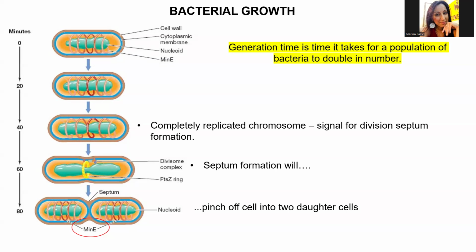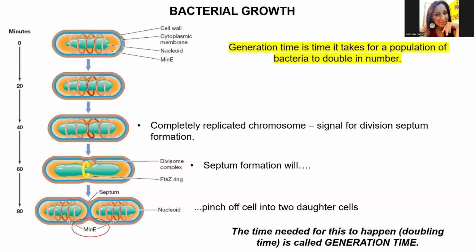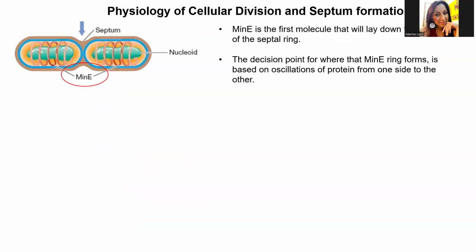But how do we know what proteins would control this septum formation? These proteins are quite important, and they're the first Min proteins that we will cover in detail. There are two of them that are important, and there is FtsZ, which is going to be a replacement for Min proteins later on. These details will be covered in the midterm and on the final exam or on the quiz. Now, Min proteins are the first ones that come into the physiology of cellular division and septal formation. The first molecule that will lay down and form the location of the septum will be this E protein, or MinE. MinE is what determines where the septum will form, and the decision point is based on oscillation of proteins from one side to another.